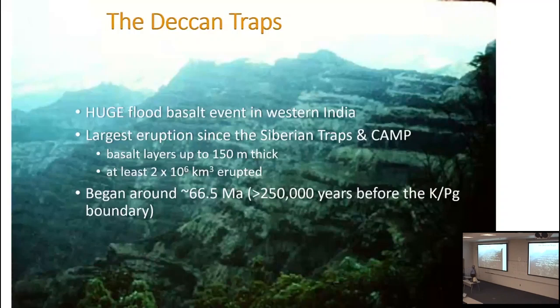And as I mentioned with the Siberian Traps, traps doesn't mean you're stuck in them. It's not that kind of traps. It means stair step. And I think you could see the way this eroded here, how it looks step-like.